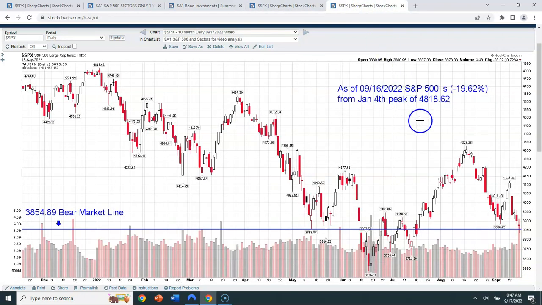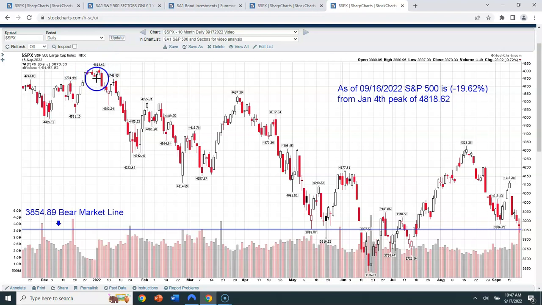So how close are we? Well, as of the 16th of September, this is a daily chart now of the S&P 500, and you can see here that we're down 19.62%, okay? So where we closed, again, this is that bear market line. Where we closed on Friday the 16th, we're down 19.62%. So we're super, super close to a bear. Remember, a bear market is when you're down 20% or more from your all-time high. Well, the all-time high on the S&P 500 right now stands at 48.1862, up in the upper left of this chart where my cursor is circling.